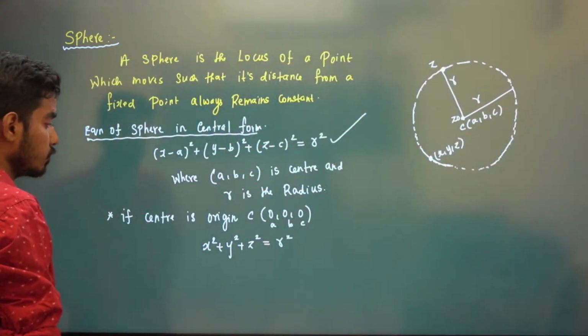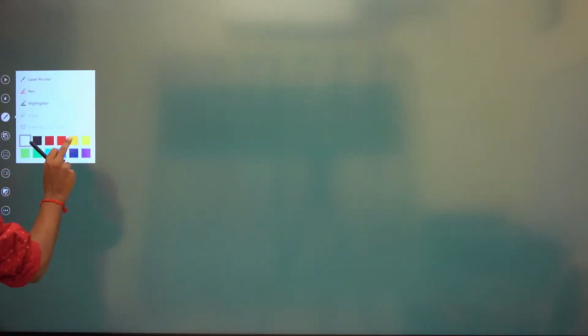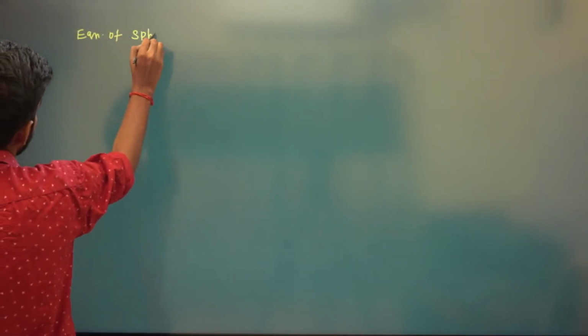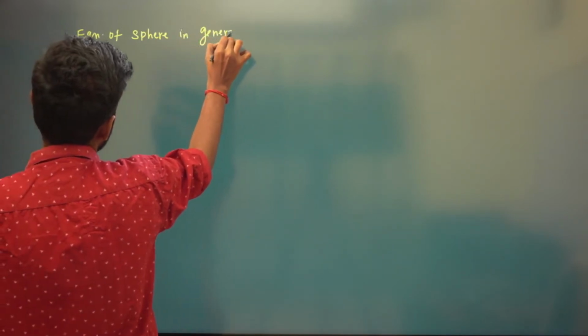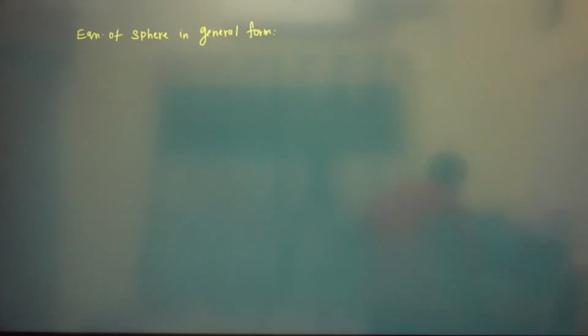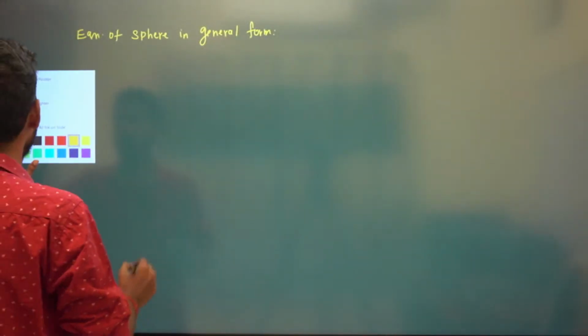So this is the equation of a sphere in central form, right? (x − a)² + (y − b)² + (z − c)² = r². Now, the equation of a sphere in general form. From the central form, I'm going to find the equation of the sphere in general form.